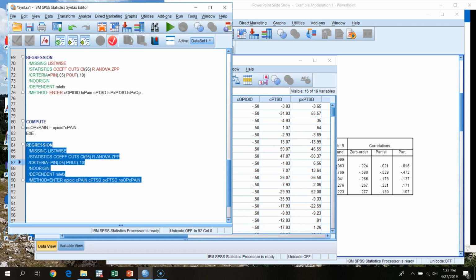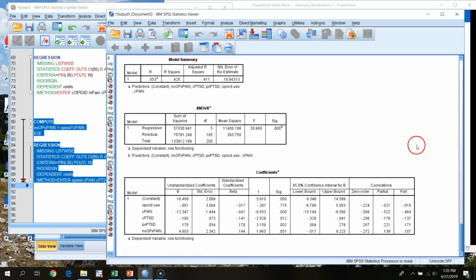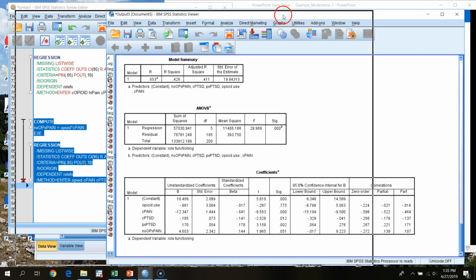Okay, so again, what I've got is my original dummy code for opiate use, where 0 equals no use, centered pain, centered PTSD, and then the interaction of pain and PTSD and no opiate use times pain. Okay, so if I go through and run these, I now get a model. And again, if I take a look at my conditional effect of pain, this is telling me the unique effect of pain on role functioning, holding PTSD constant at the mean for individuals who aren't using opiates, because with my dummy code, 0 for opiate use means people who aren't using opiates. And so I get my conditional effect of pain is statistically significant, my part and partial correlations for that.